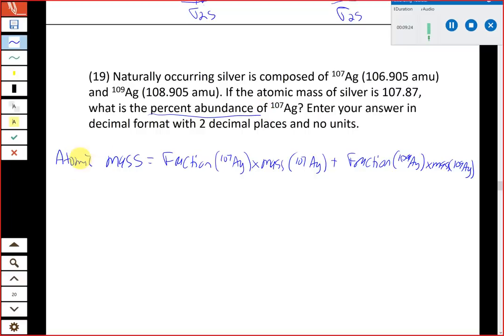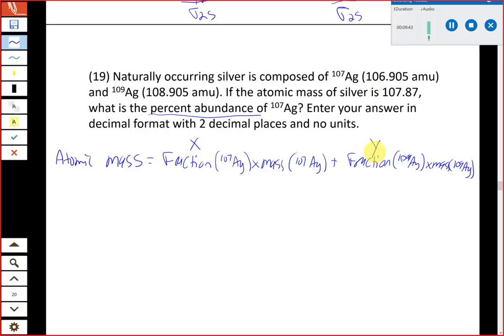You could also have to just calculate atomic mass if we gave you all of the percents or fraction abundances and all the masses. In this case, though, the fractions or percentages are unknown. So I'll call the fraction of 107 x. The fraction of 109, I'll call y. So we have those two unknowns.